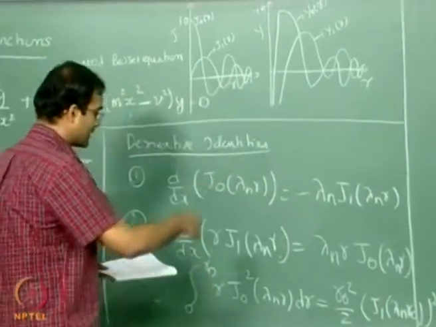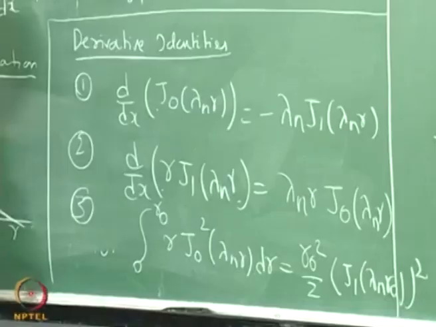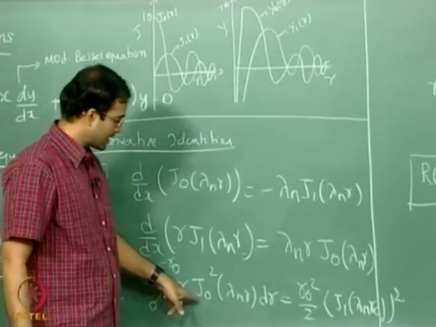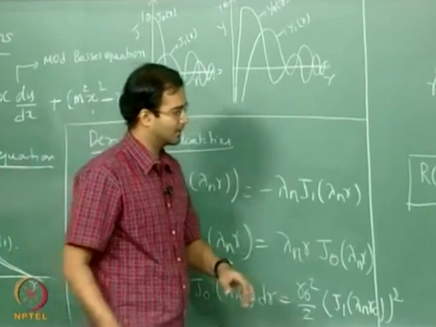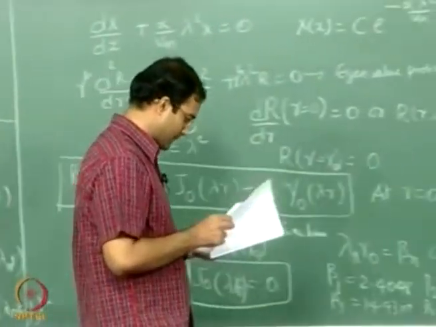Okay, so this is another important property. When you integrate, you multiply R with J naught squared lambda R, so you get this particular expression. Okay, so this is another thing which you should remember.